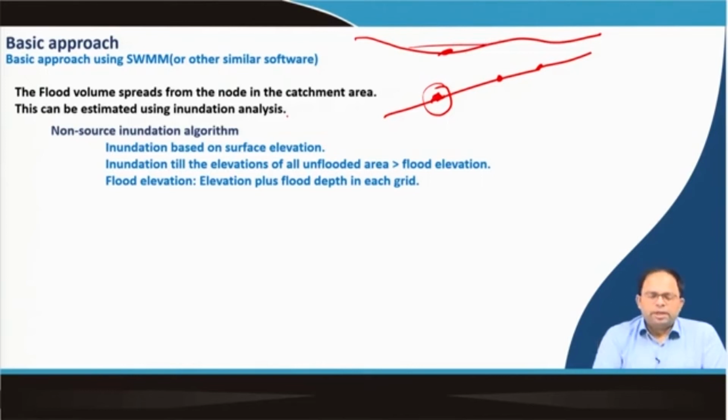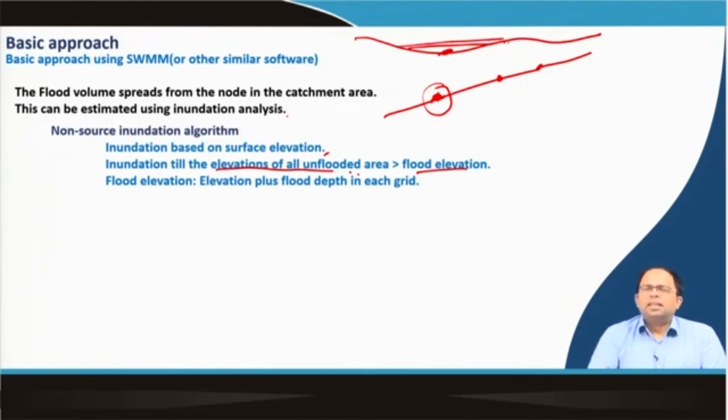And we usually, in the non-source inundation algorithm, assume that the spread would be uniform as per the contour. We do not consider the hindrances, maybe the buildings and so on, right. So, it is based only on surface elevation, and inundation will happen till the elevations of all unflooded area is greater than the flood elevation. That means if an unflooded area is lower than the flood elevation, then we will keep on increasing the spread of the inundation.